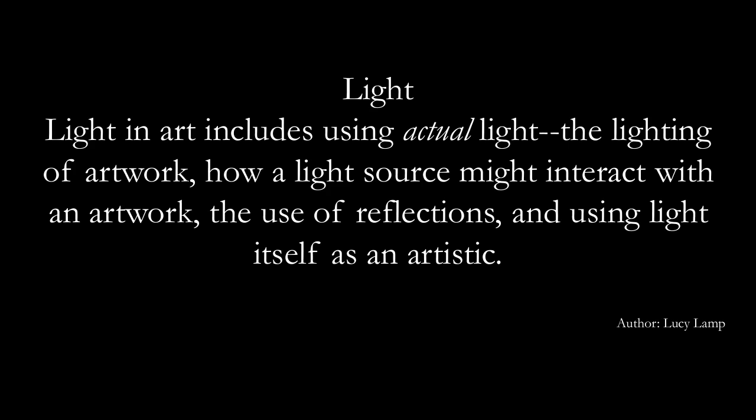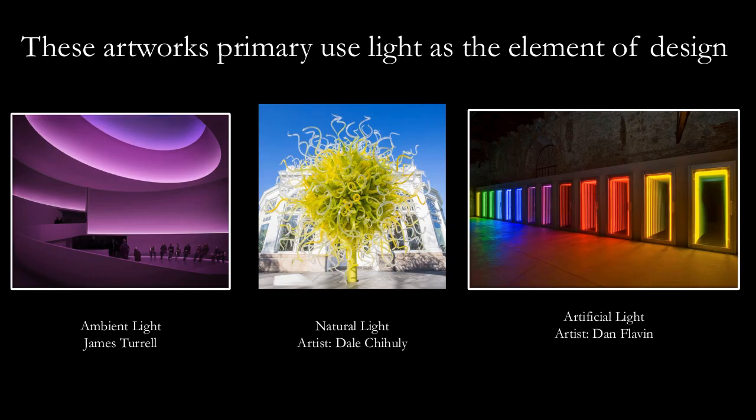The next thing we're talking about is light. And again, I can use value here. You usually will find it in two-dimensional elements of two-dimensional art. But, for our purposes, we'll go ahead and use light. And what is light? Light in art includes using actual light, the lighting of artwork, how a light source might interact with an artwork, the use of reflections, and using light itself as an aesthetic. Okay, so let's go ahead and take a look at it.